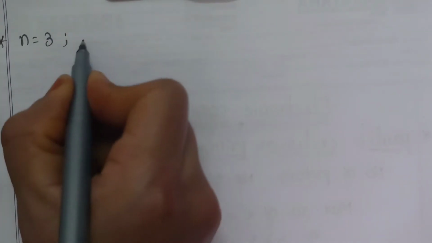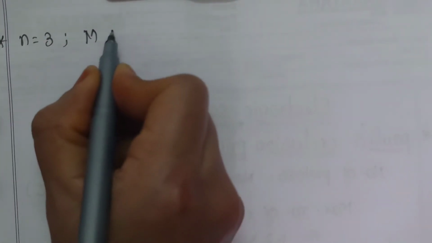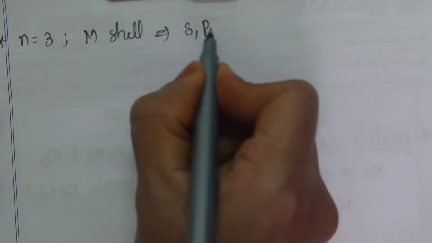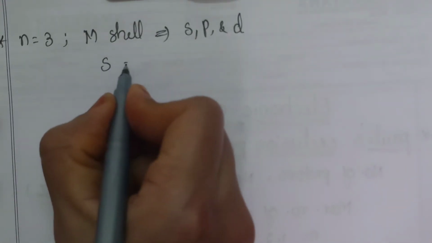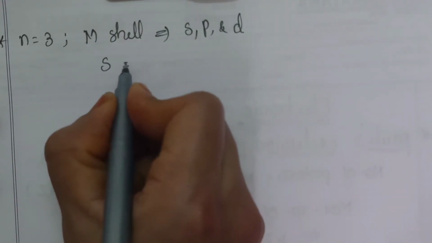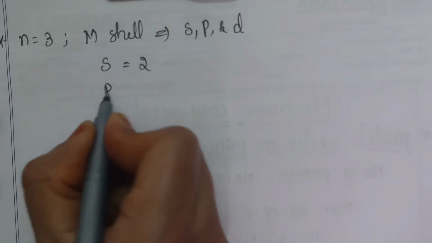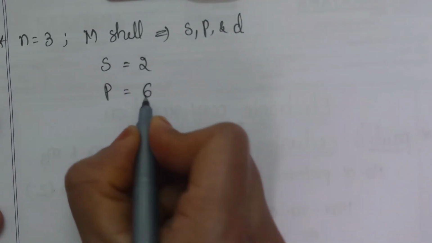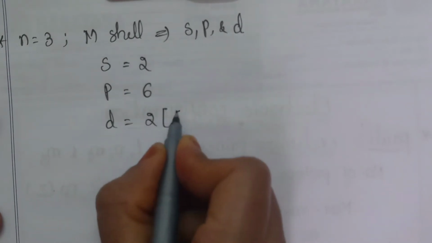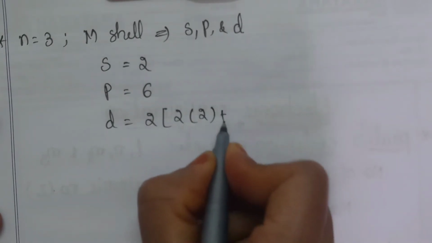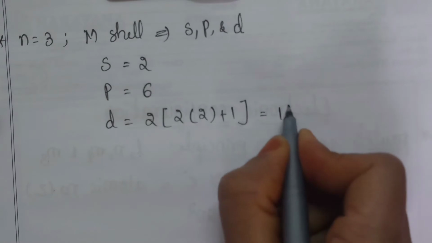The same process can be applied for n equal to 3, that is the M shell. In that we have three subshells, that is s, p and d. So, for the s subshell we have 2 electrons, for p we have 6 electrons, and for d we have 2 into (2 times 2 plus 1), which is equal to 10.